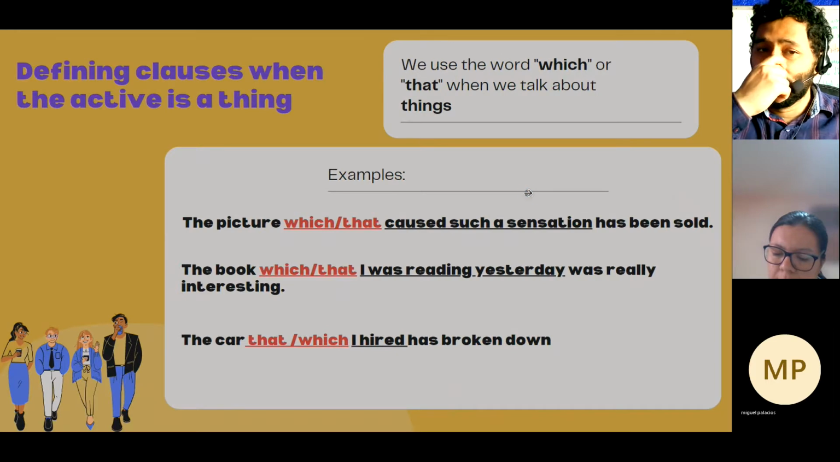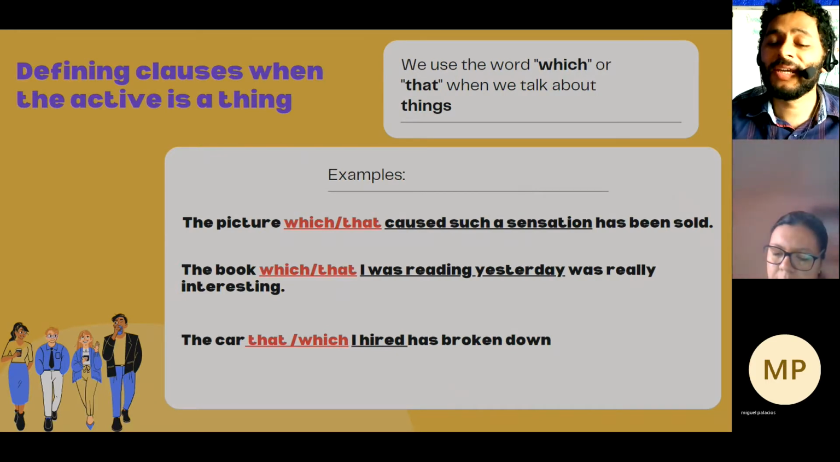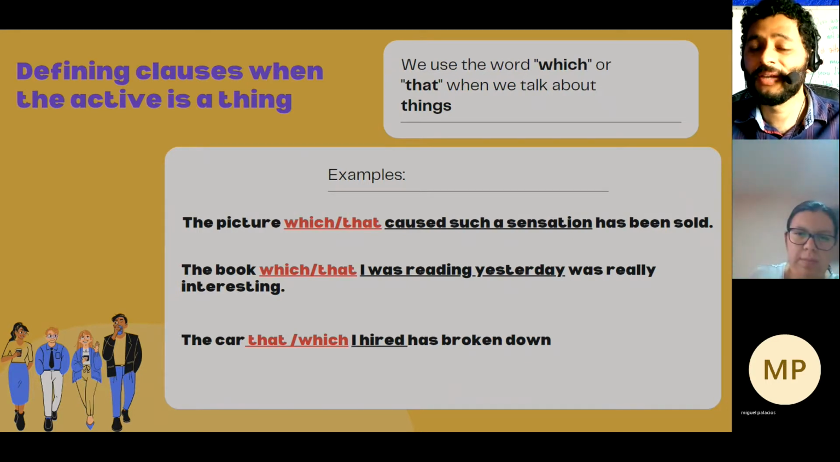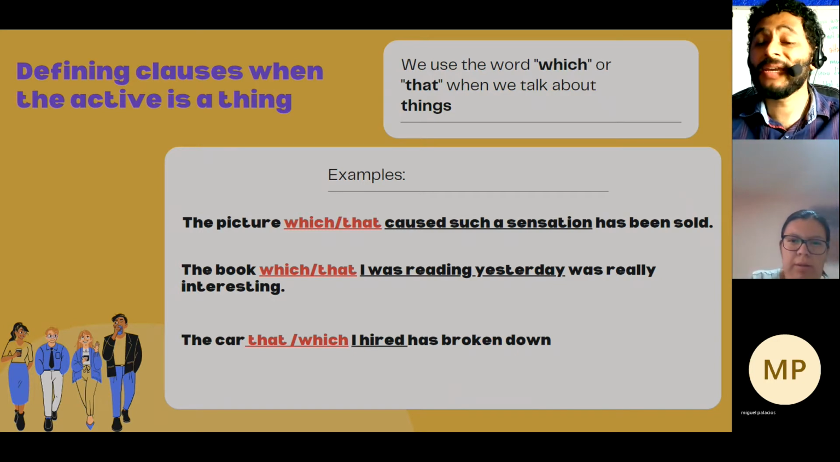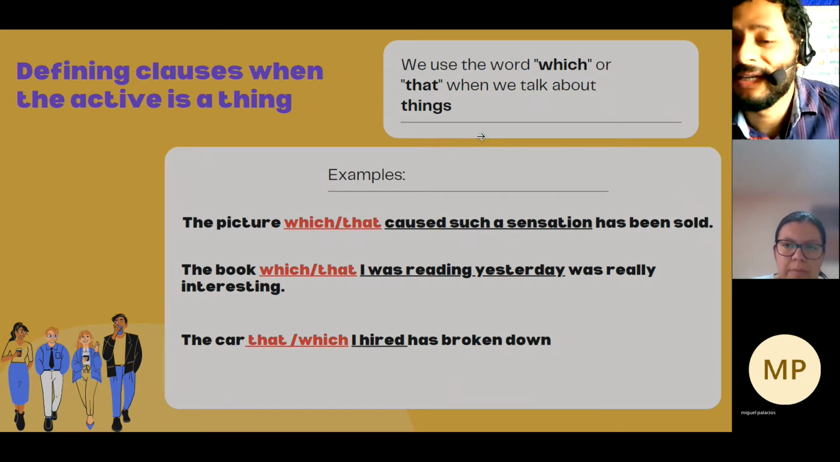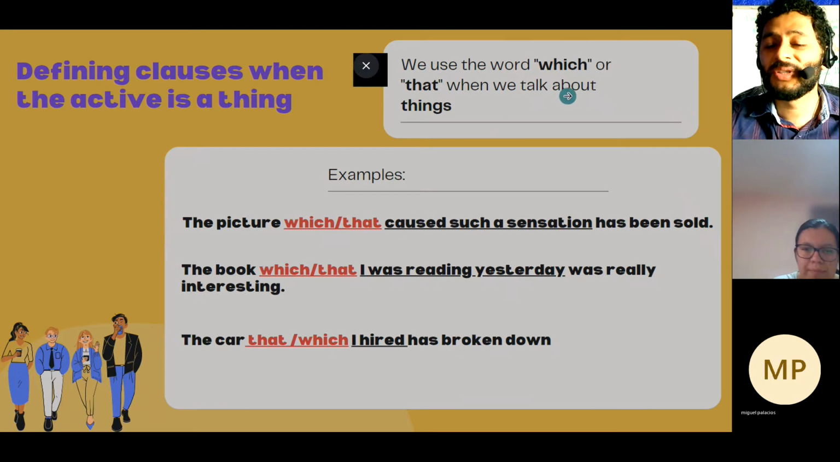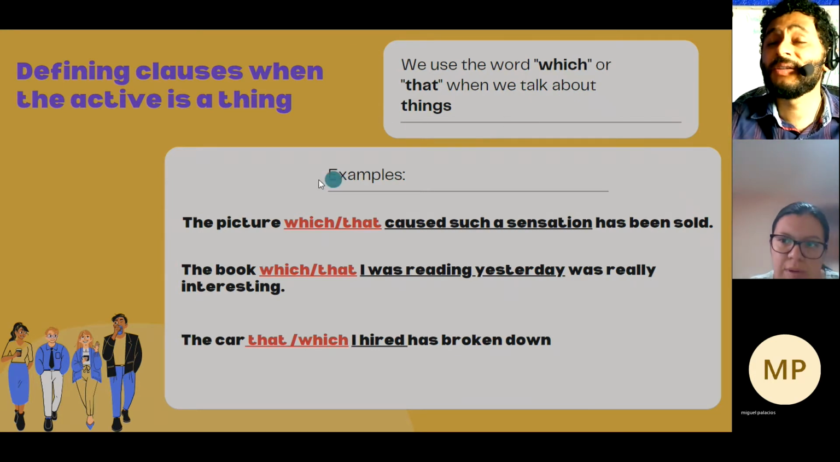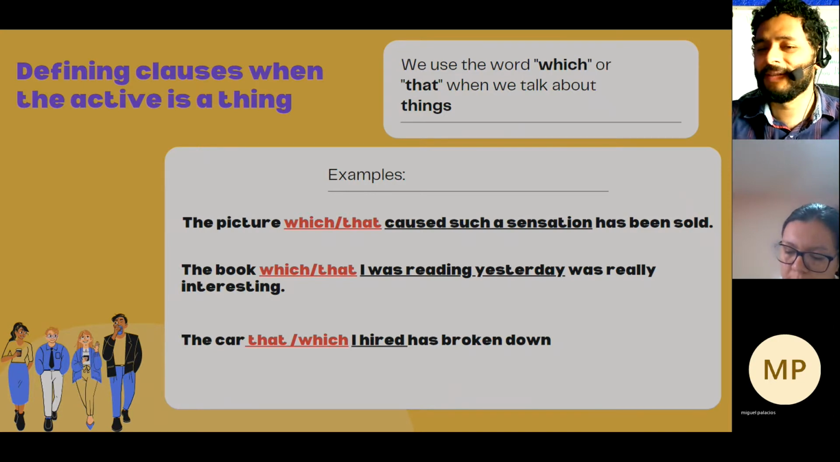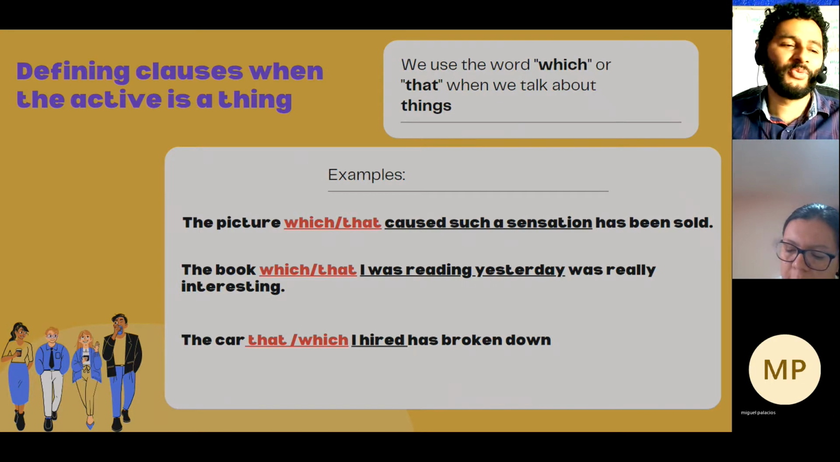Now, we already said that with people, I mean, when you're using people as your subject in a sentence, you use who, or you use that, right? But if the subject is a thing or many things, then you cannot use who. I mean, you can still use that, but not who, right? Instead of who, you can use which. Okay. Which is quite formal. So which is equivalent in Spanish as saying something like el cual. O sea, es muy formal.